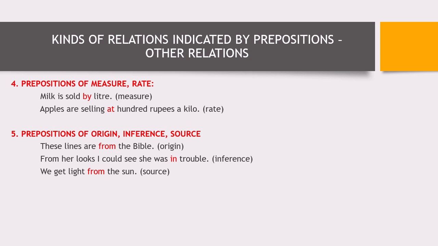Kinds of relations indicated by prepositions. Other relations. 4. Prepositions of measure, rate. Milk is sold by liter. Measure. Apples are selling at 100 rupees a kilo. Rate. 5. Prepositions of origin, inference, source. These lines are from the Bible. Origin. From her looks I could see she was in trouble. Inference. We get light from the sun. Source.